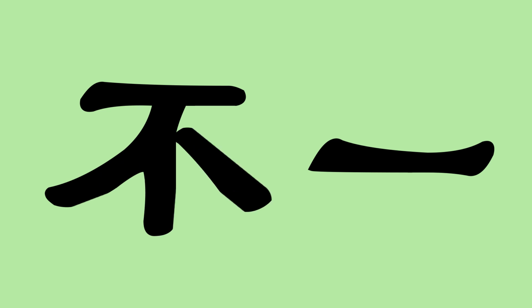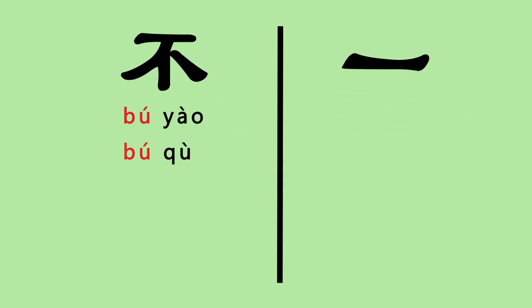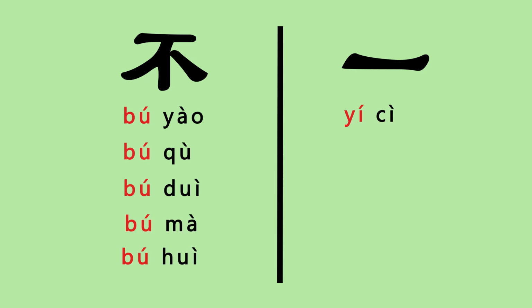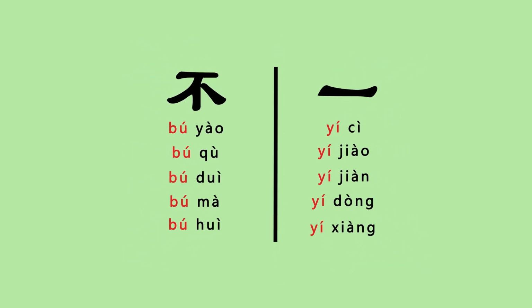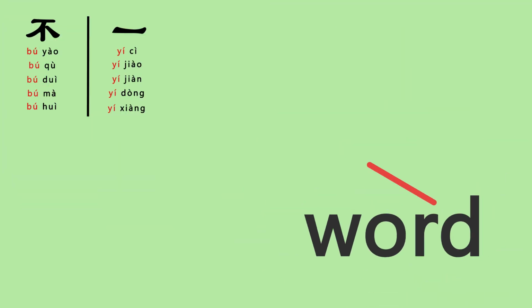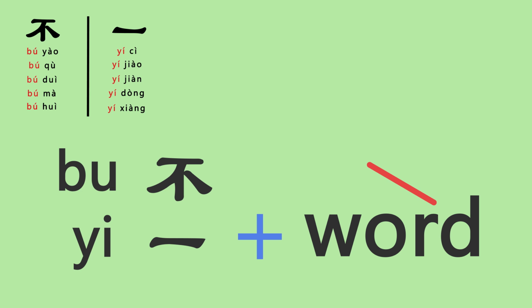This is 一 and this is 不，不要，不去，不对，不骂，不会，一次，一叫，一件，一动，一项。When you have a word that's fourth tone followed by 不 or 一 it becomes the second tone.